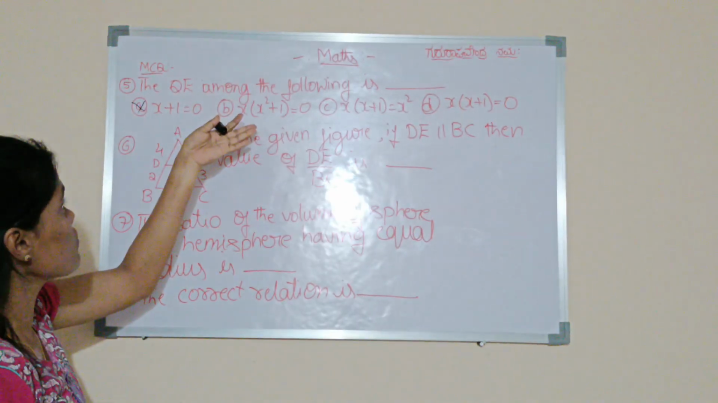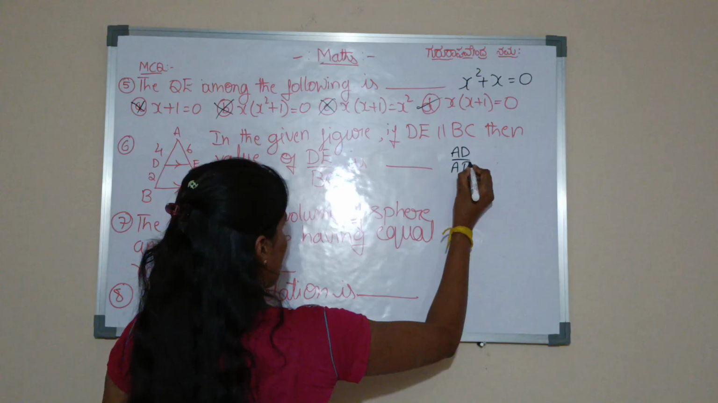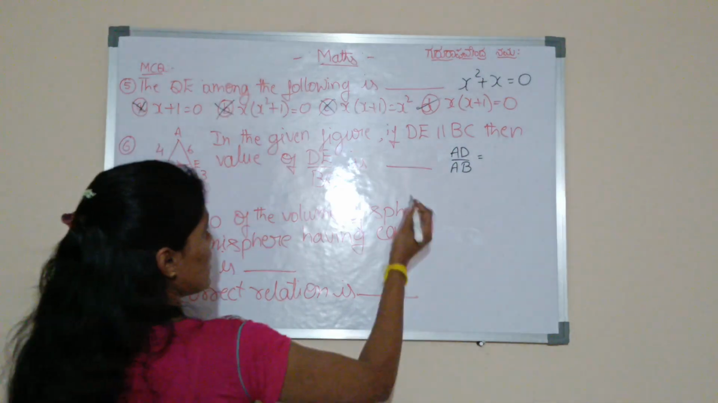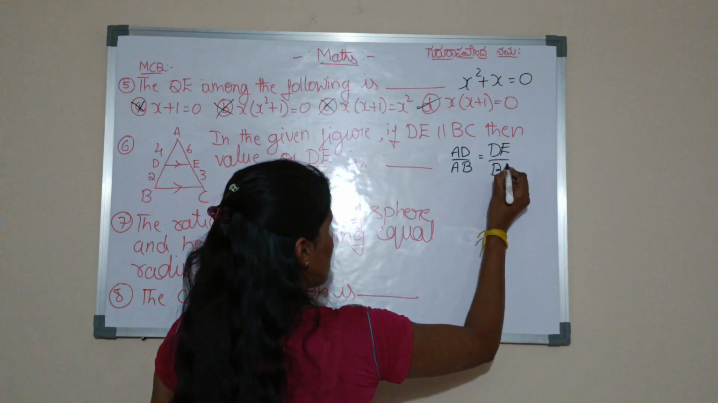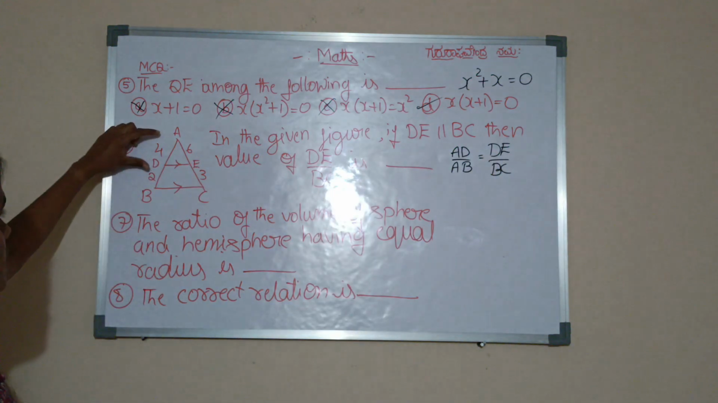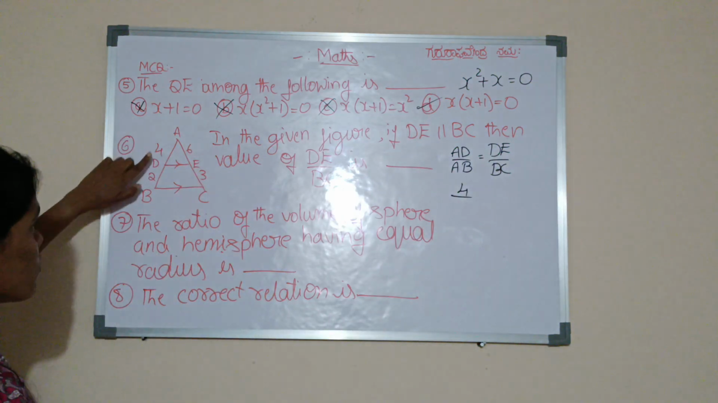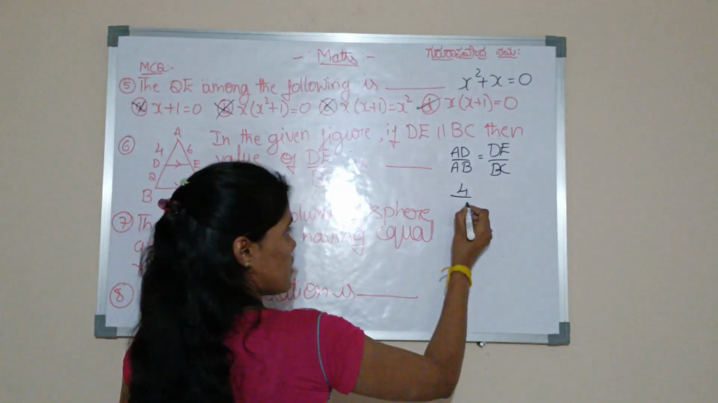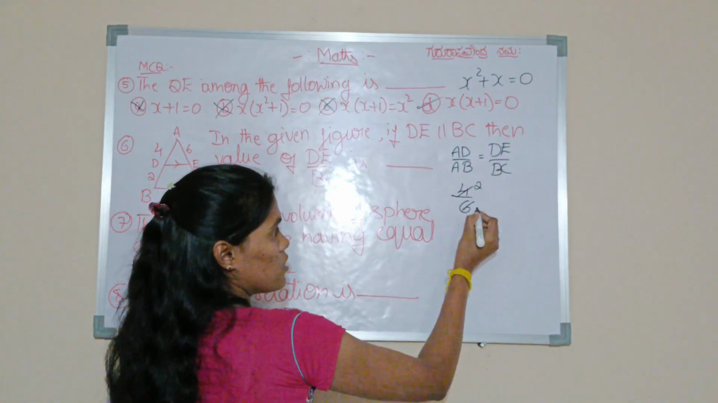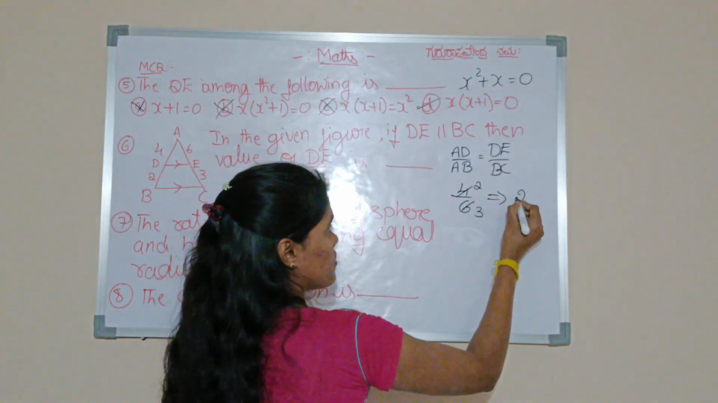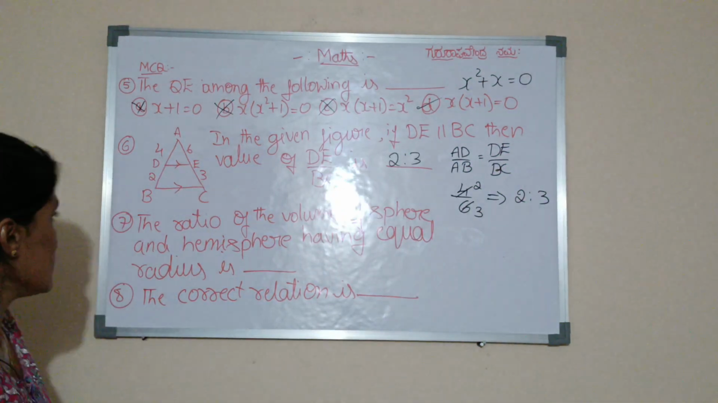So cube means that one will not be. AD by AB is equal to, what is the ratio they are asking? DE by BC. We knew what is AD. They only given AD value will be 4. AB, that is 4 plus 2, that is 6. Then you can cancel, 2 2s are, 2 3s are. Then ratio become 2 is to 3. 2 is to 3. Then next question.